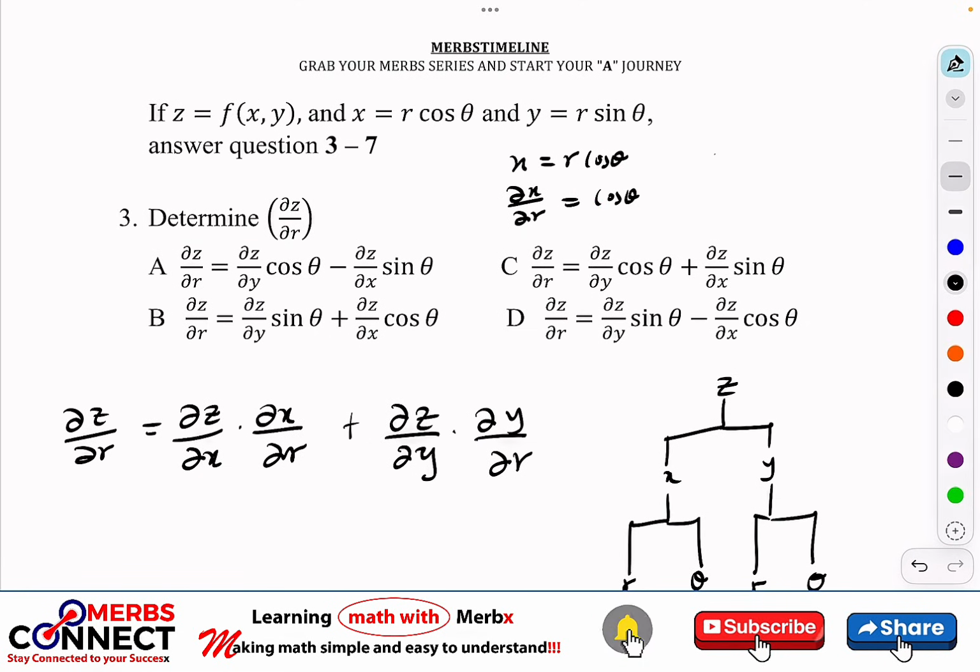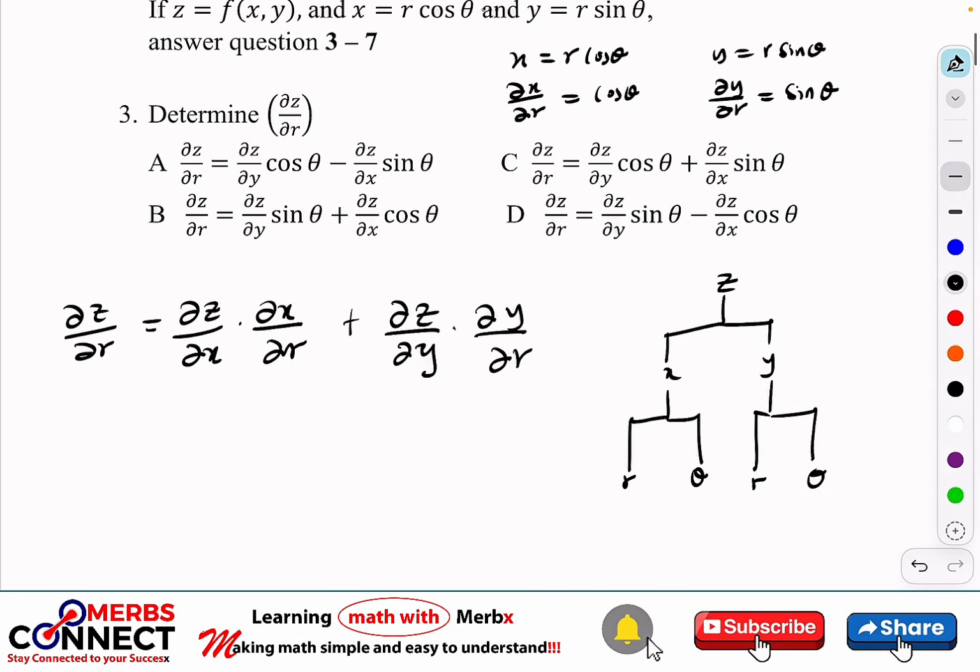And then we also have y, which is equal to r sine theta. And when I differentiate partial of y with respect to r, this is going to give us sine theta. So I can just do a little substitution here. I'm just going to have partial of z with respect to x times cos of theta plus partial of z with respect to y sine of theta.